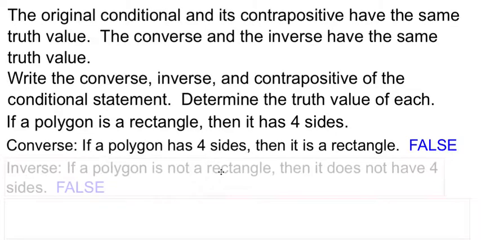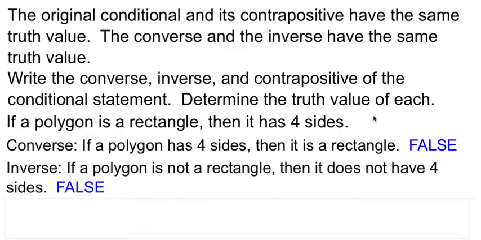The inverse is you put a not in there. So if a polygon is not a rectangle, then it does not have 4 sides. Well, again, that statement is false. I could draw a polygon that's not a rectangle, but it would still have 4 sides. Okay, a trapezoid comes to mind. It's still got 4 sides, but it's not a rectangle. Notice converse and inverse both had the same value. They were both false.